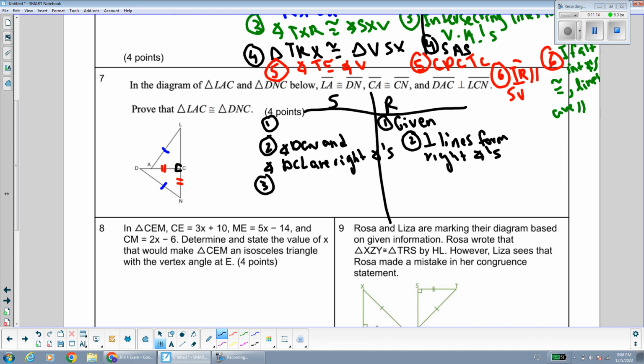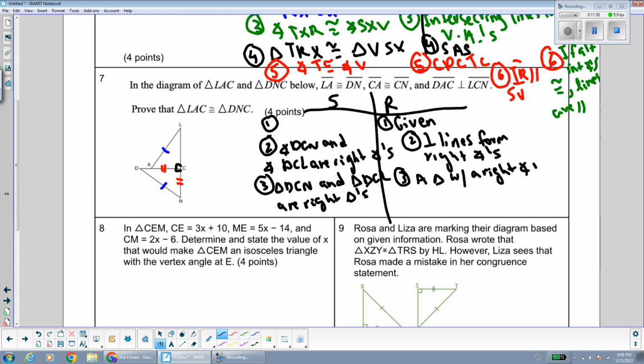So what I actually need to state is that triangle DCN and triangle DCL are right triangles. And you can just say a triangle with a right angle is a right triangle. And then finally, now I have all the information I need to prove that triangle LAC is congruent to triangle DNC, and that is due to HL.